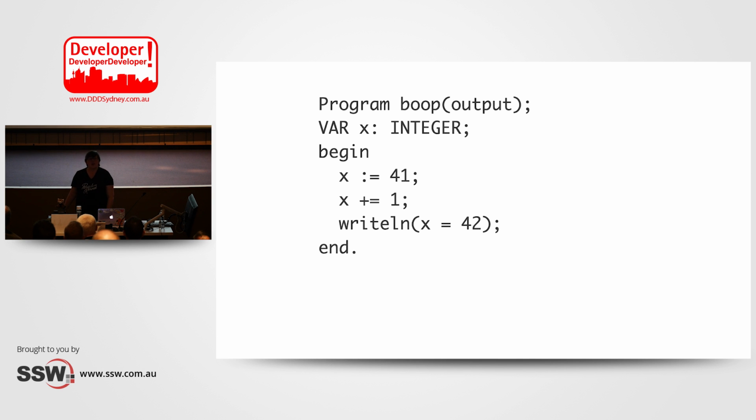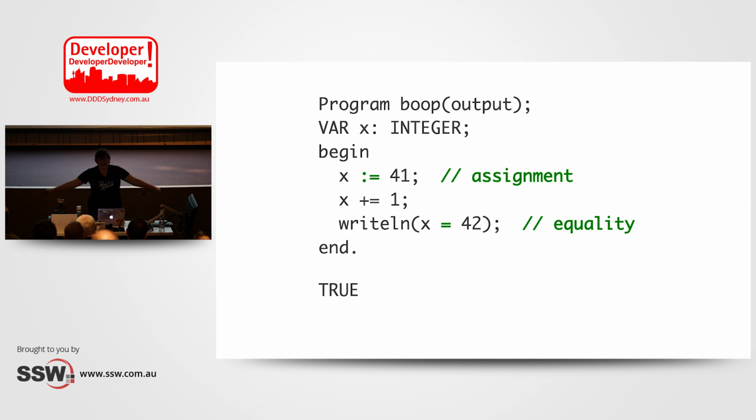Is it going to be 42? Is it going to be true? Correct. Is it going to be false? It's going to be true. Because Pascal is one of those wonderful languages where a single equal sign actually means equality instead of assignment.